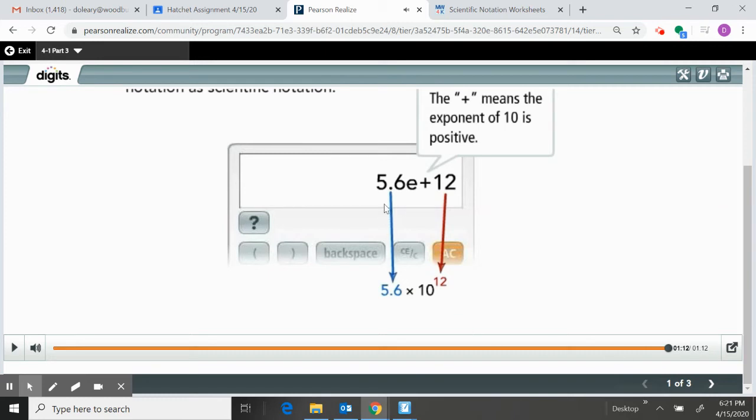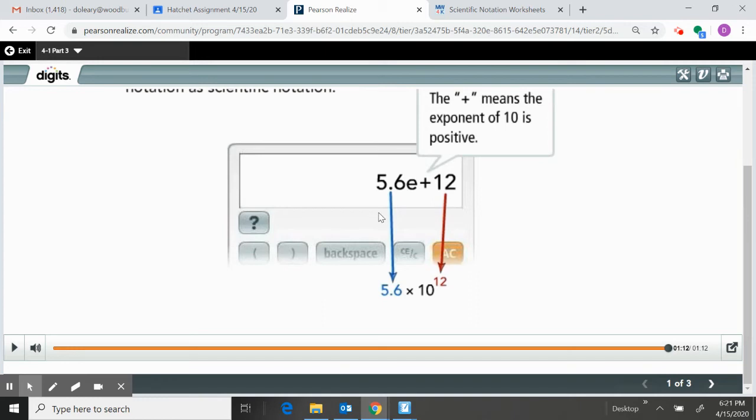Okay, so there you go. So 5.6 E plus 12. The E is like your 10, and it's telling you that it's a positive exponent of 12. Now, not every calculator might have an E. Your calculator might actually say 5.6 times 10 to the 12th power. It all depends. But one way you might see it displayed is just like this. 5.6 E plus 12, the E being your power of 10, your exponent of 12.